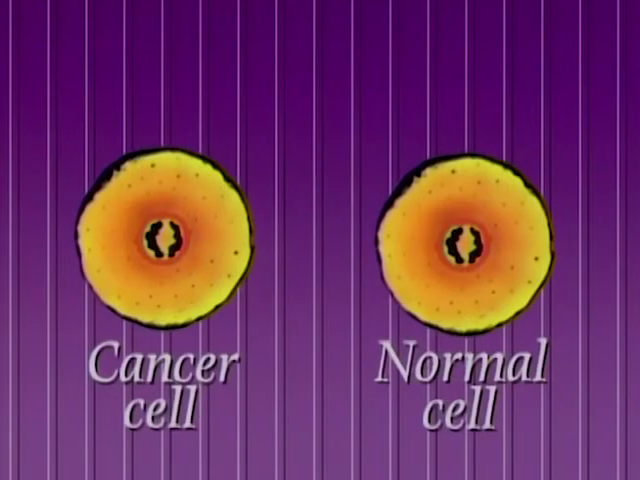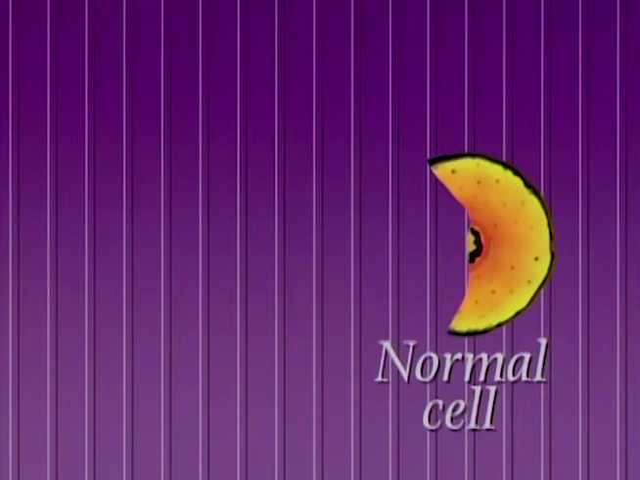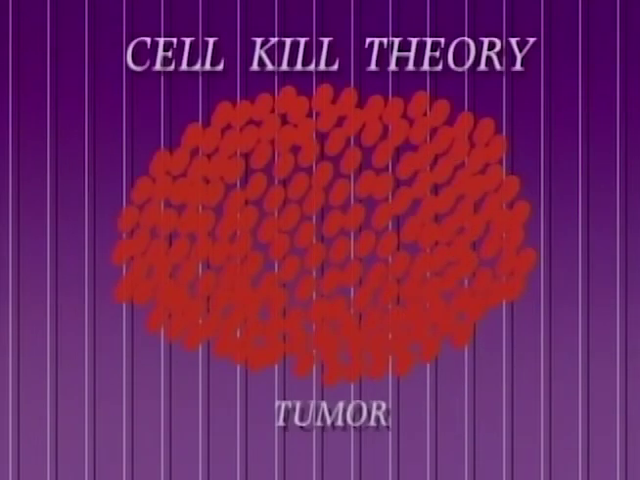Chemotherapy drugs are lethal to normal cells as well as cancer cells. However, normal cells are thought to be better able to repair themselves. Now we will discuss the cell kill theory. Chemotherapy is thought to kill a certain percentage of the total number of cancer cells present.